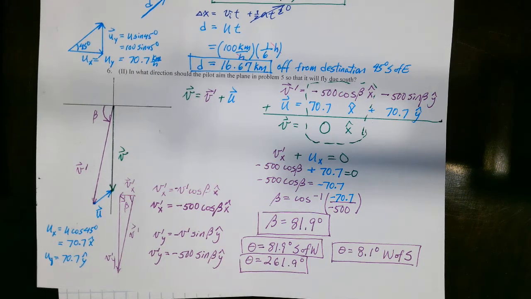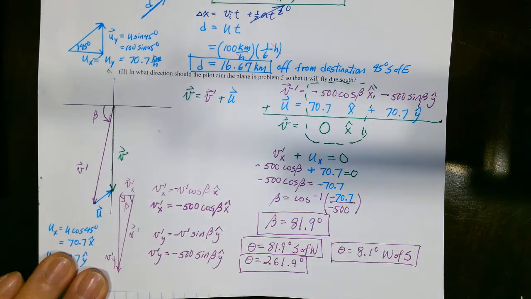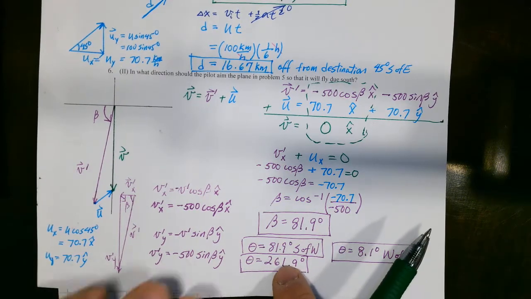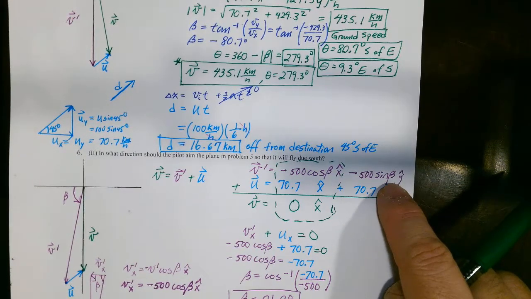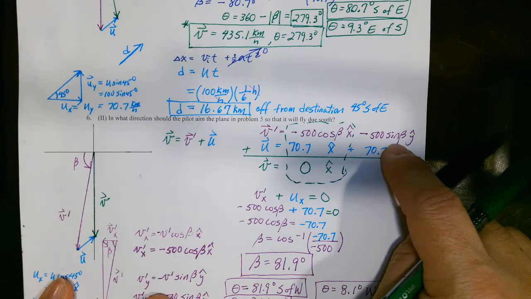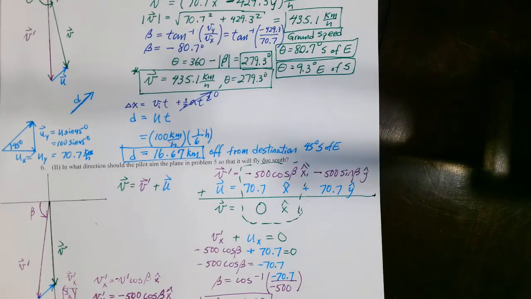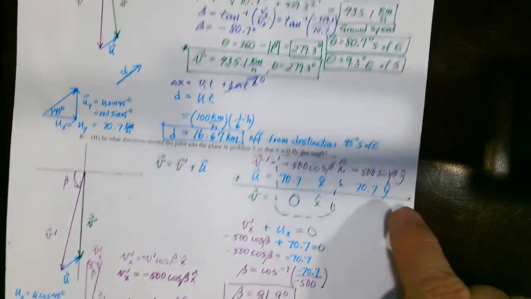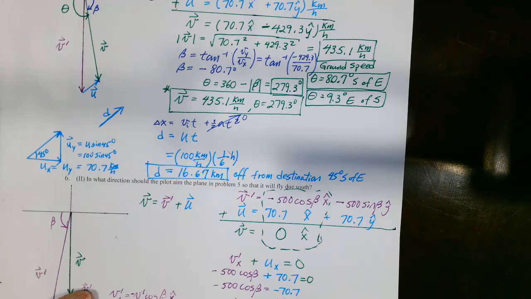Now I can ask one more thing, actually. I can ask, how fast is the plane flying? What's the ground speed? Now that you know the angle, you can pretty much plug it in there to figure out what the ground speed is. So let's figure out what the ground speed is for part B. So since the beta is 81.9, you could plug the 81.9 in there.